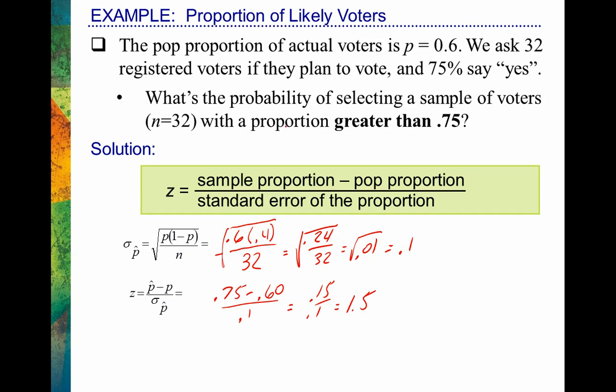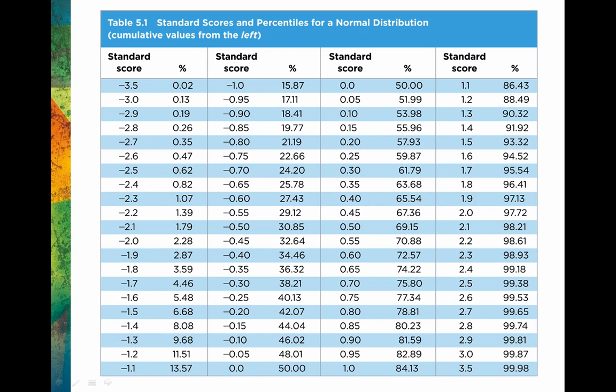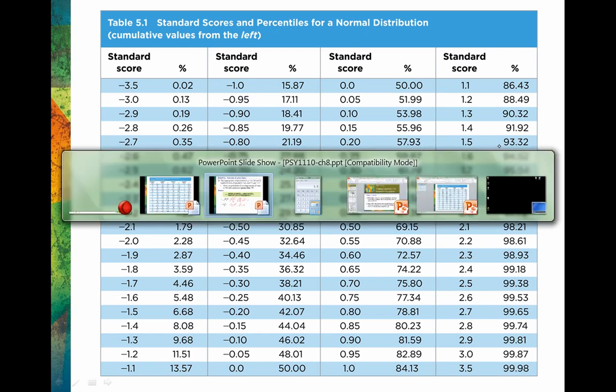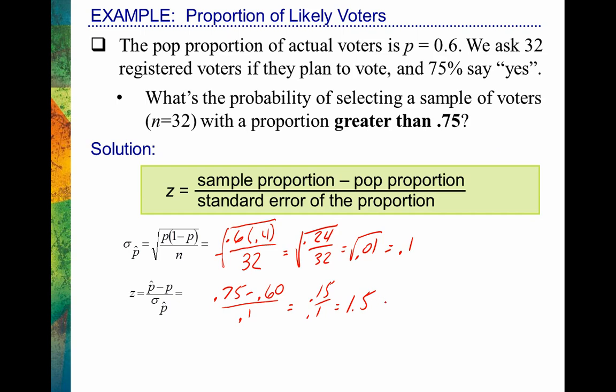So we want to figure out what's the probability of selecting a sample of voters with a proportion greater than 0.75. Well, now we know where 0.75 is in the distribution. It's 1.5 standard errors above the mean. So let's find that in our z-table. And in order to answer this question, we're going to have to see what's beyond that percentile. So we're going to look it up in our z-table. We're looking up a value of 1.5, and we can see that's quite high in the distribution. It's at the 93rd percentile. Well, we want to see what's beyond that.